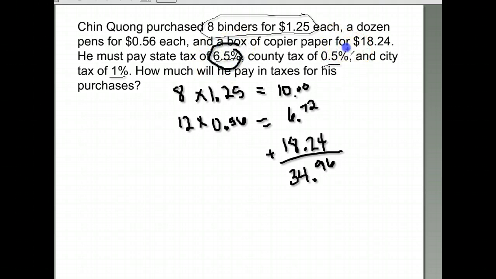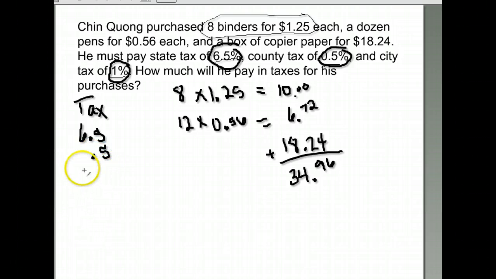Rather than find each tax separately, multiplying it and then adding them together, it's easier to just add your taxes up so that you know how much tax you're paying, the percent. So for state, he has to pay 6.5%, for county 0.5%, and for city 1%. And if I add those all together, I get that he's paying 8% tax.